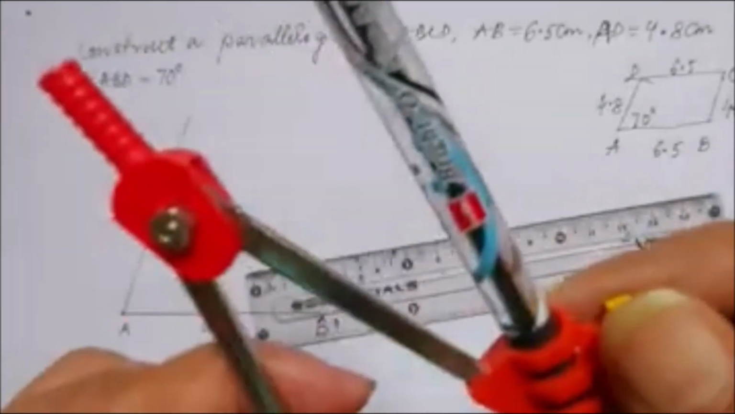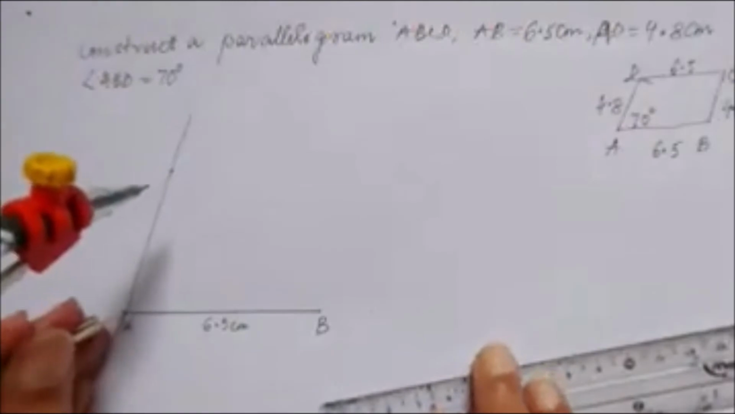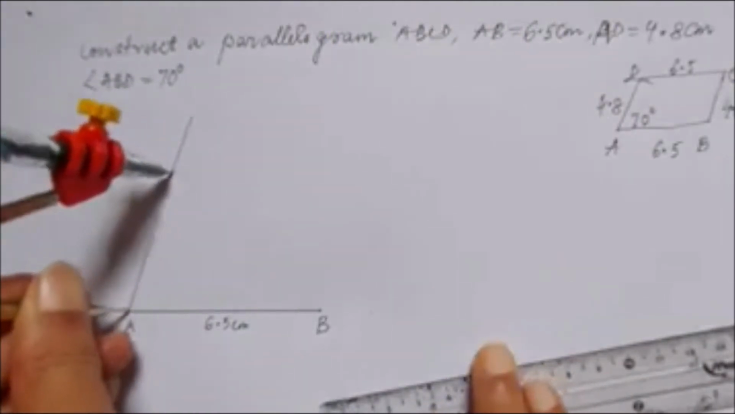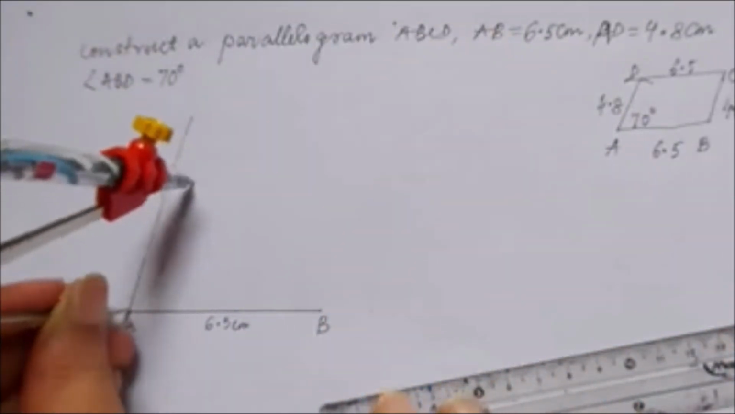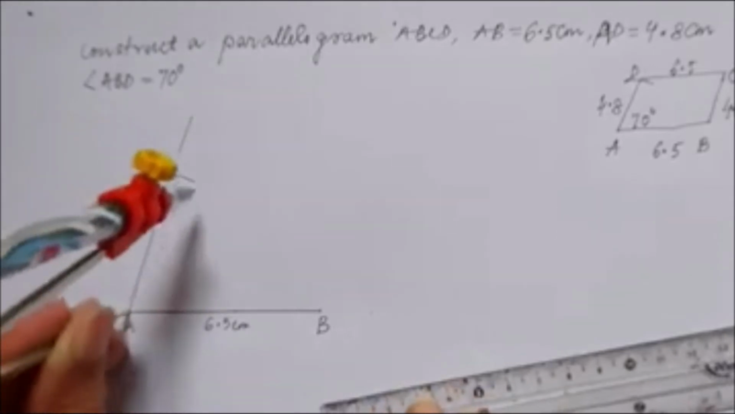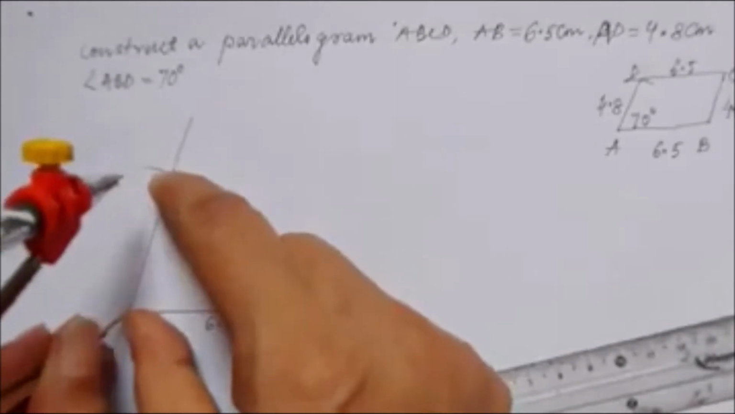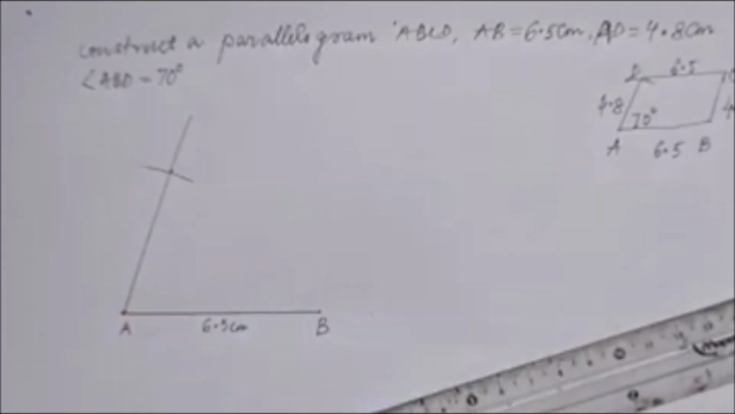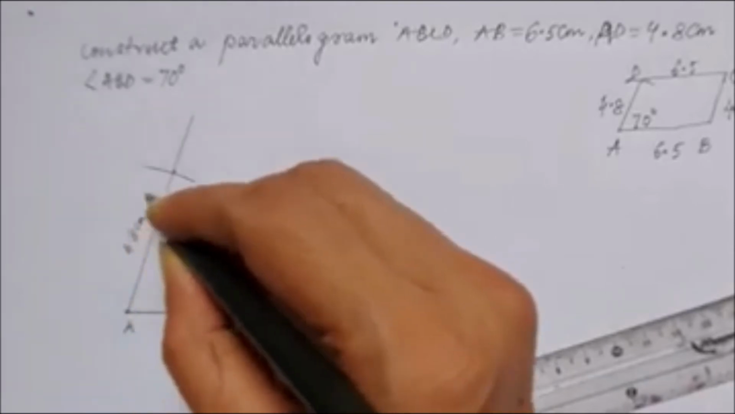Then with this, not disturbing the compass, I'll draw an arc. This is what we call an arc. It is just like a circle, but we are not drawing the full circle. This is called an arc. That means this length is equal to 4.8, and I am naming it D.